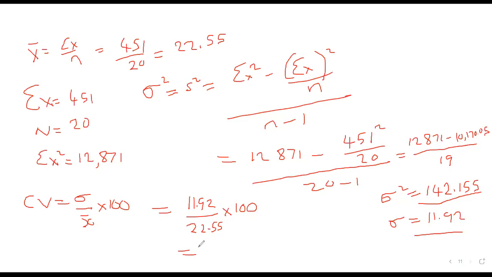$52.87. 52.87%. Then we go to our what? Coefficient of skewness: 3 times mean minus median, over standard deviation.